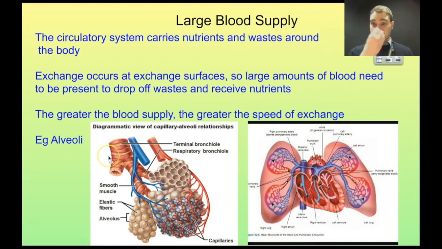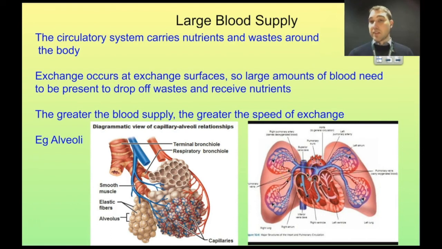If we look at the alveoli, when we normally draw an alveolus, you only draw one capillary going around it. But there's multiple capillaries all over the place. There's a really high blood supply to the lungs. We can see the heart is right next to the lungs, and one side of the heart is dedicated to just pumping blood to the lungs. So the blood with low oxygen and high carbon dioxide gets pumped directly to the lungs, so a large amount of blood is going to the lungs all the time.